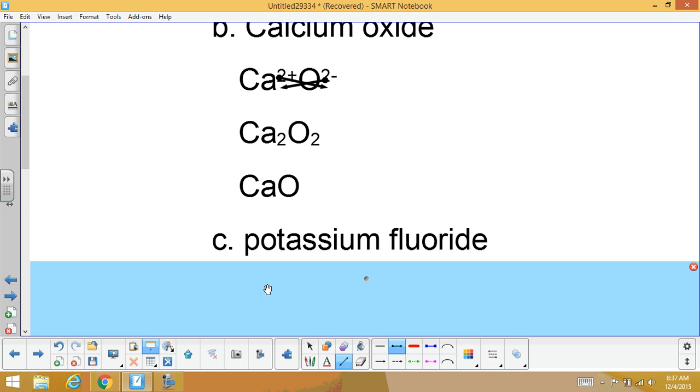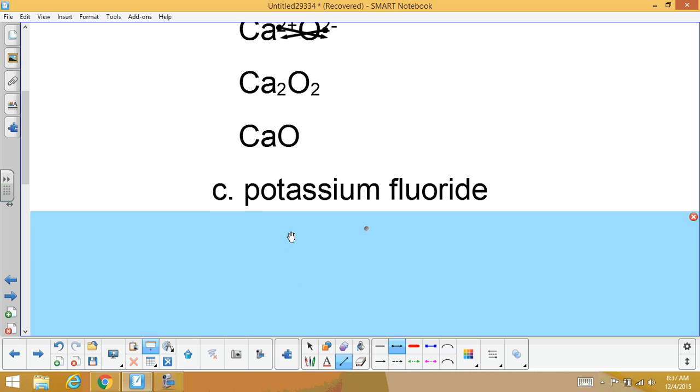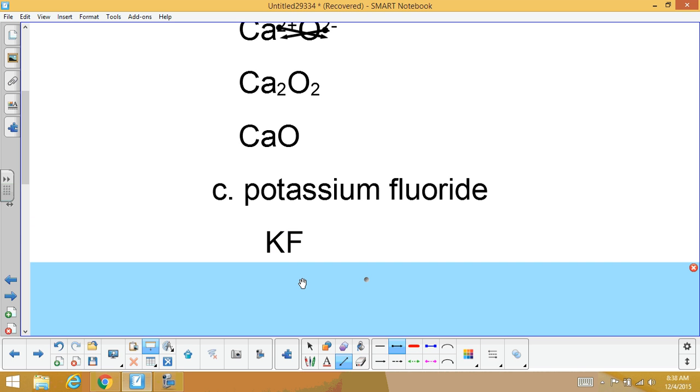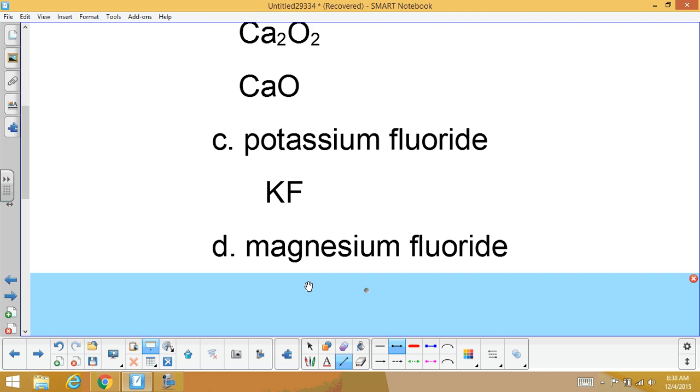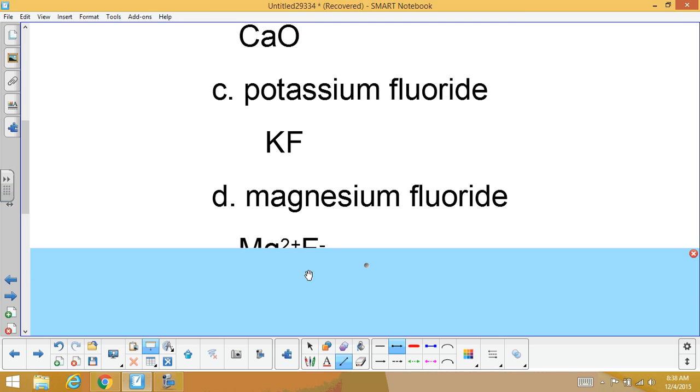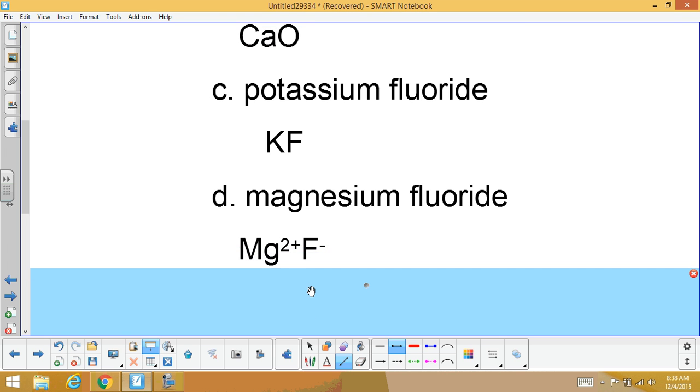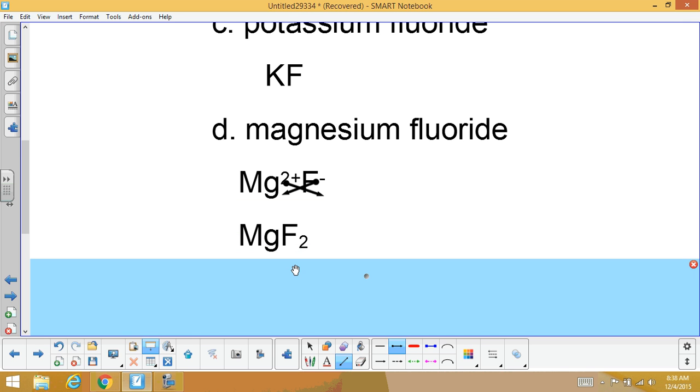Letter C, we're putting potassium and fluoride together. Our final answer should be KF, K being potassium, F being fluoride, with charges of 1 plus and 1 minus. D, magnesium and fluoride. Magnesium has a 2 plus charge, fluorine has a 1 minus. Cross them over. Like I said, I hope I'm not going too fast. If I am, please slow this video down. We end up with MgF2. Magnesium fluoride is MgF2.